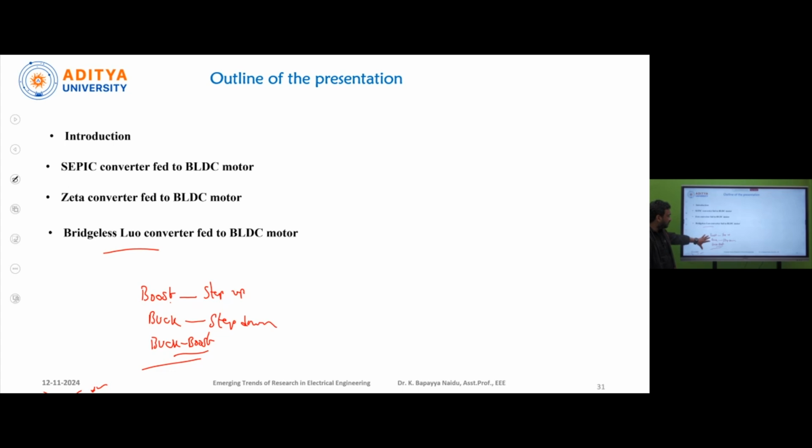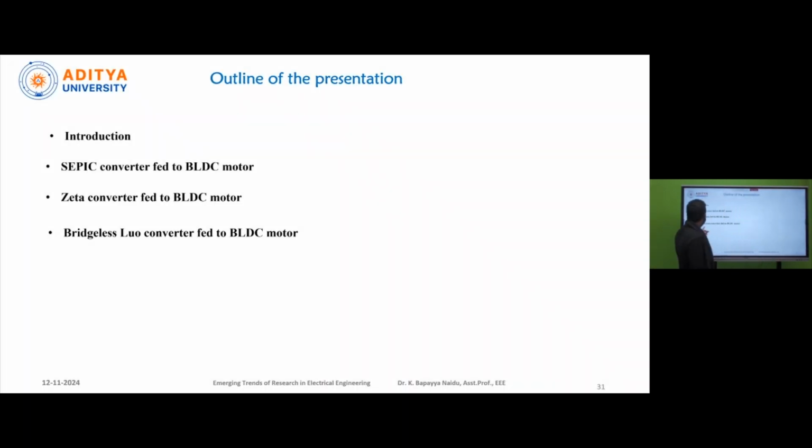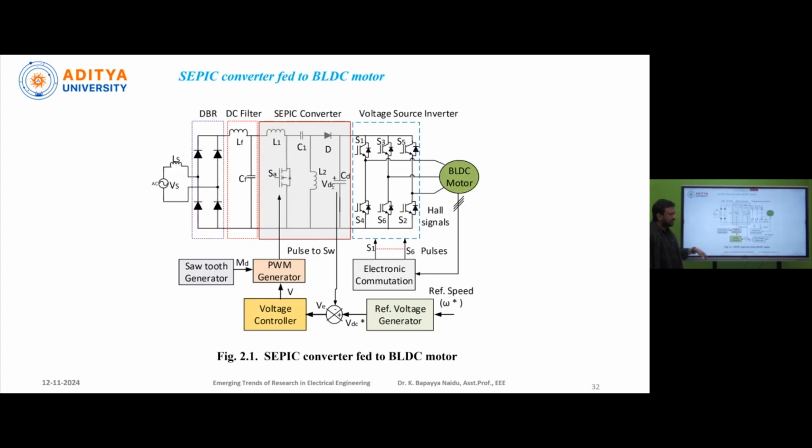Okay, compared to these conventional converters, the main advantage of these SEPIC power factor correction converter topologies compared to our conventional converter topologies is that they have high voltage gain. That is the main advantage of these proposed converters.